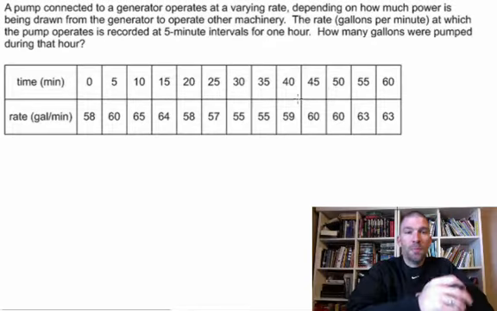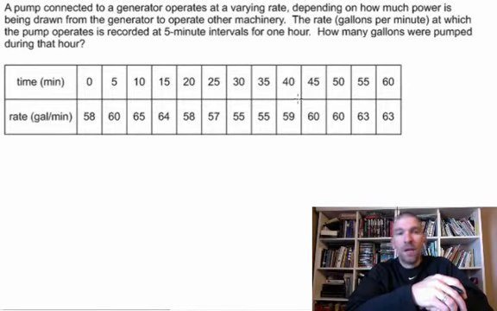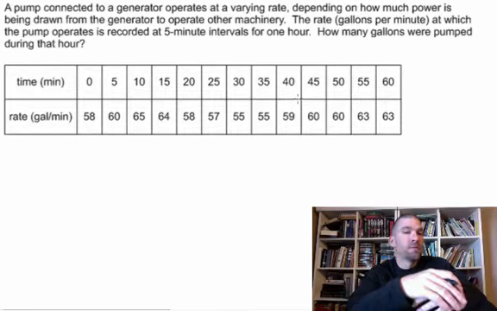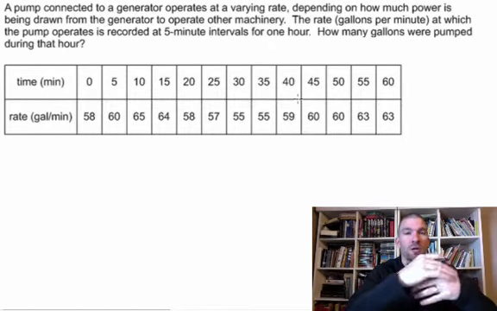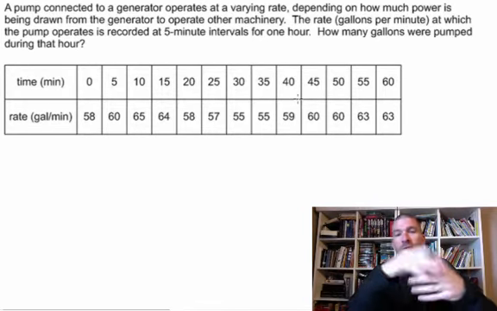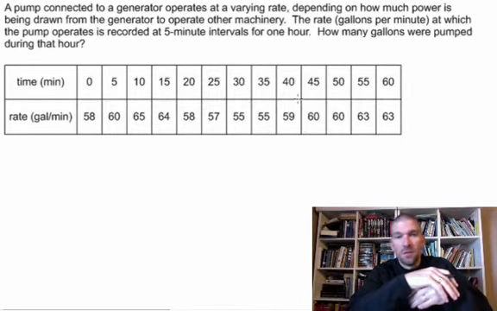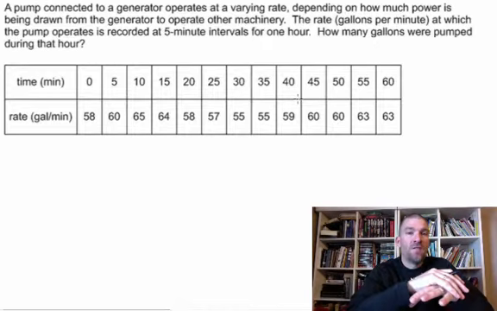Okay, we've got this pump connected to a generator operating at a varying rate. So sometimes it pumps a lot, sometimes not very much, depending on how much power is being drawn from the generator to operate other machinery. So if everything in the house is running, you don't pump as much, okay? The rate in gallons per minute at which the pump operates is recorded in 5-minute intervals for 1 hour. So how many gallons were pumped during that hour?